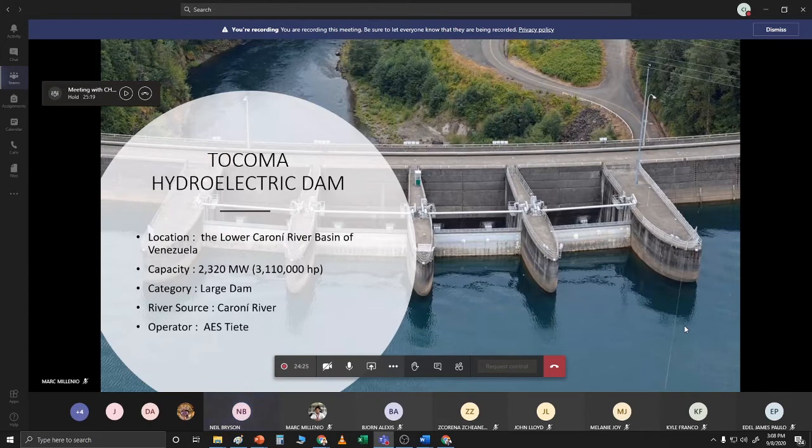Next slide na po. Ito po yung location niya. The Lower Caroni River Basin of Venezuela. Okay. Then, yun nga po, capacity niya ay 2,320 megawatts. Then, large dam po siya as categorized. River source po ay Caroni River. Then, ang operator niya po ay AES. Next.